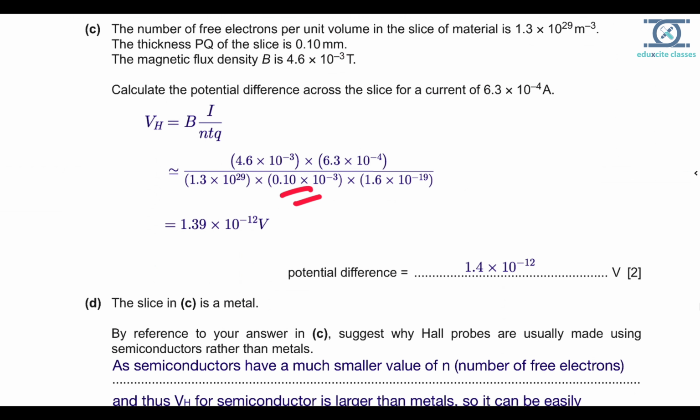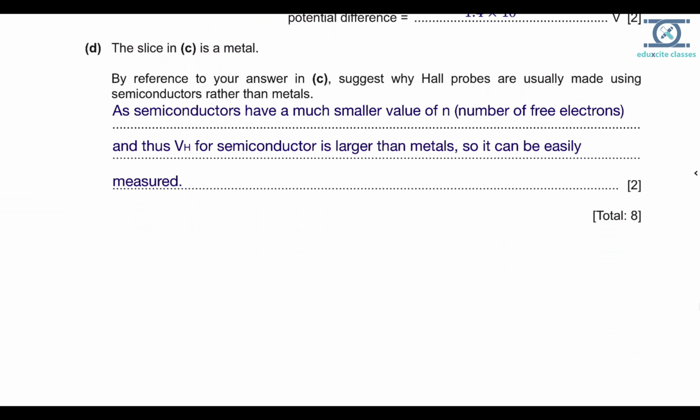Just put in the values. You will get the Hall voltage, that is 1.39, and converting into two significant figures as per the question, you will get 1.4 times 10 raised to power minus 12 volt. You have to just put in the values. It is an easy question. Okay, now the D part.